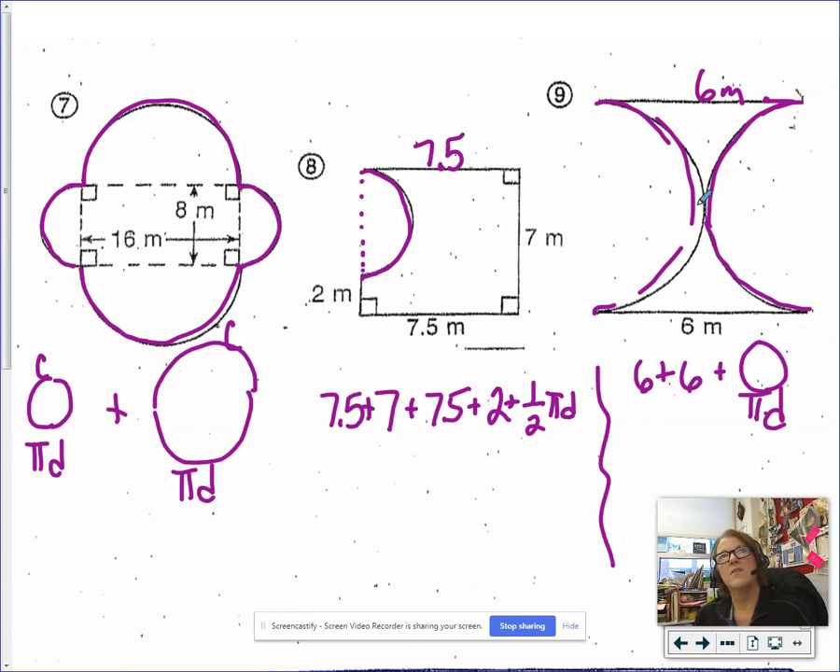I'll give you a little hint. If I went from this edge here and from this edge here, you can kind of see, I'm not going to give you any more hints. Go to town. Remember, use your calculator.